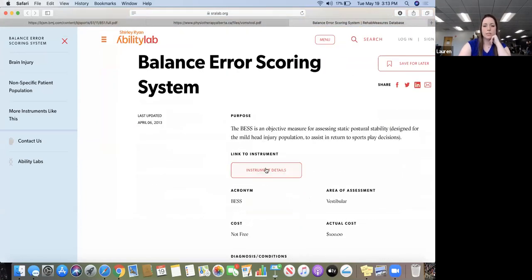So on the instrument details, of course it's going to download.